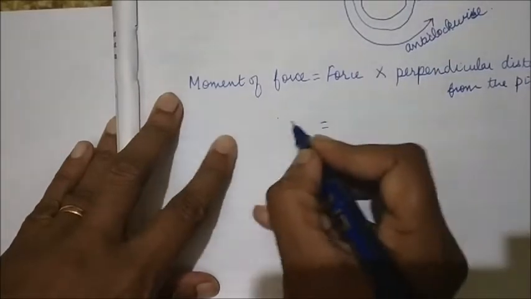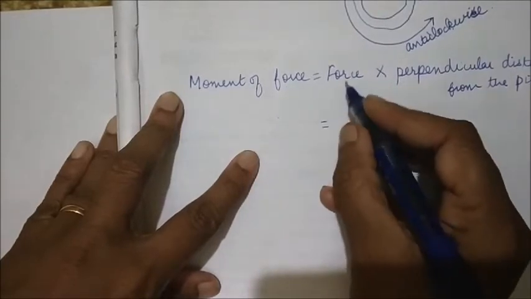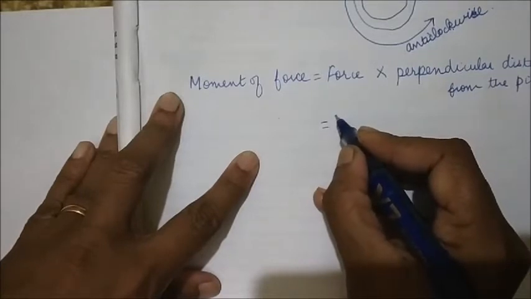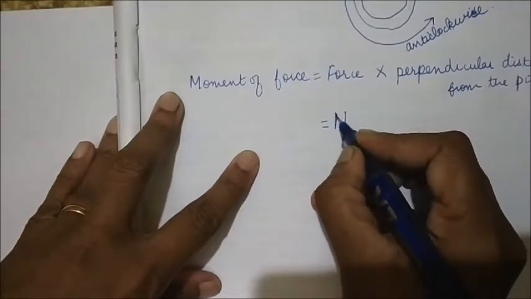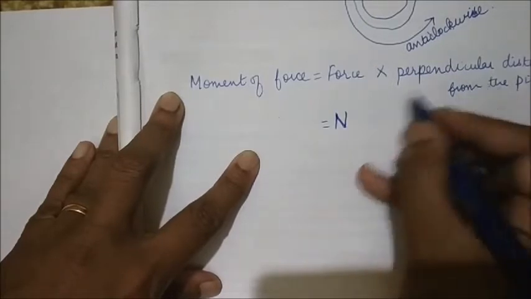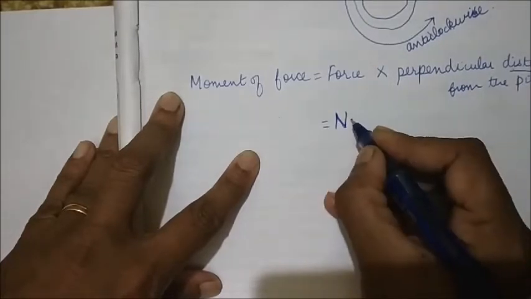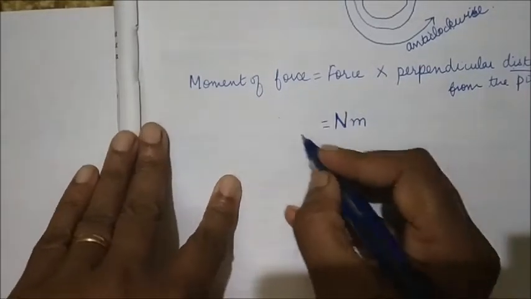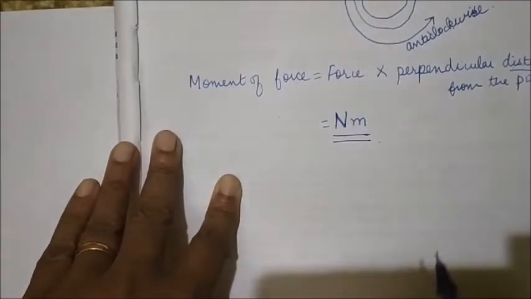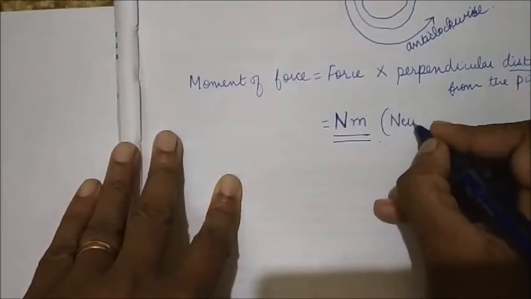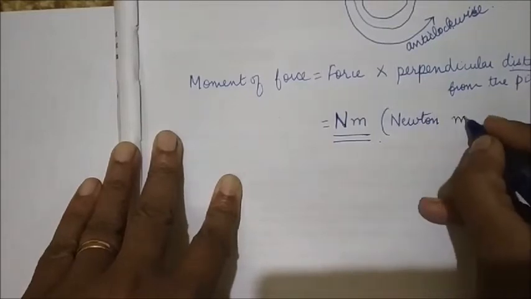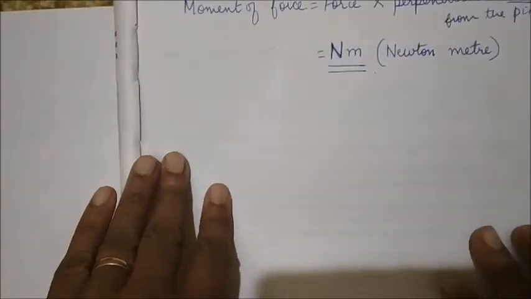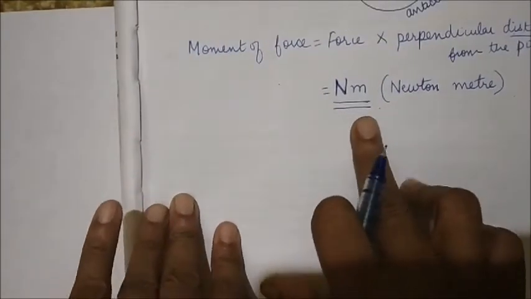So the unit of moment of force will be unit of force multiplied by unit of distance. Unit of force, I hope you're familiar with this, is Newton. Distance is usually measured in meter. So you have Newton meter. The unit of moment of force is Newton meter. In words it's Newton meter. Now we have some numericals based on this formula.